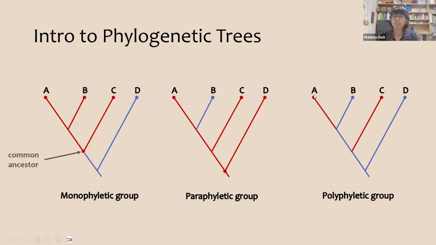Polyphyletic is when the species that you're hoping would be, or that look alike, do not have the most recent common ancestor. So in that case, species A and C probably have a lot of features that look the same, but then when you sequence them, they are actually not each other's closest relatives, and that's called a polyphyletic group.